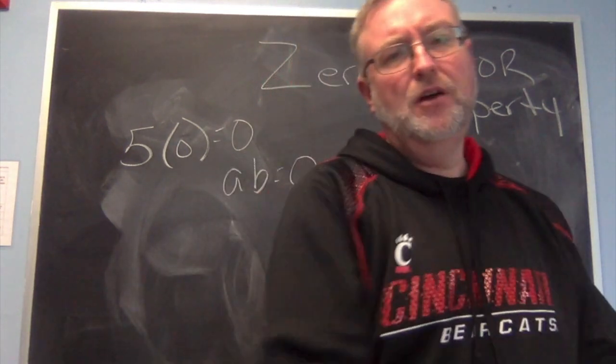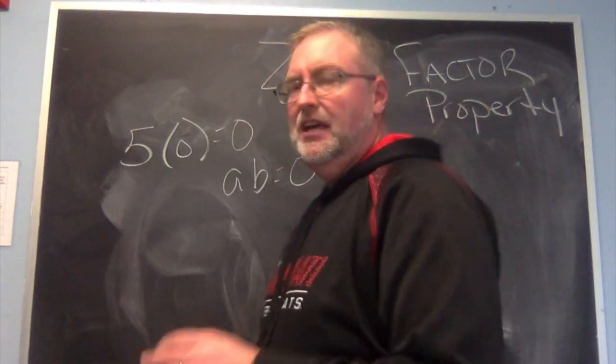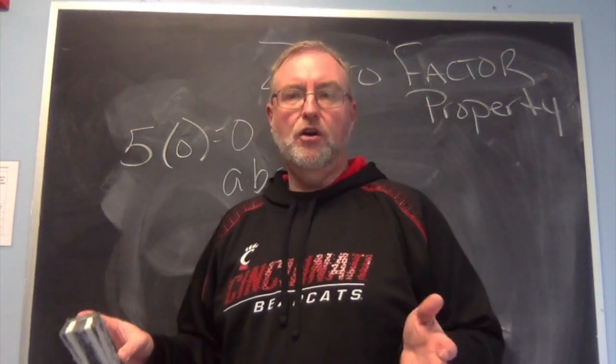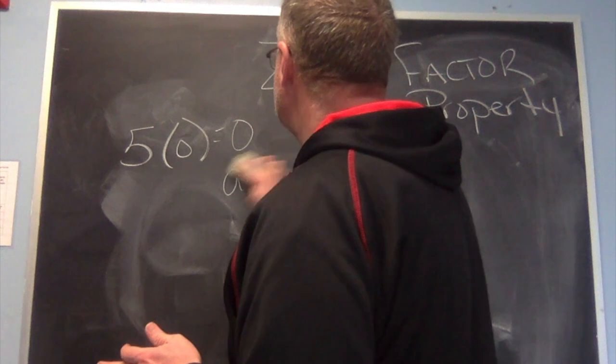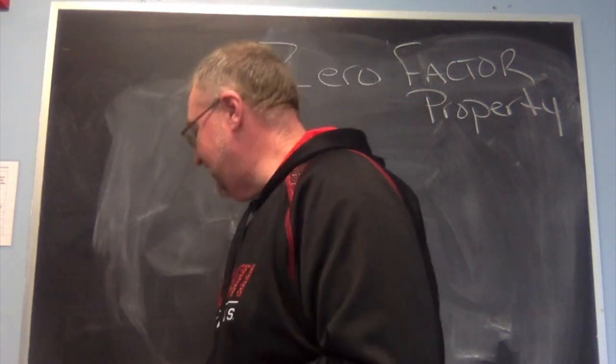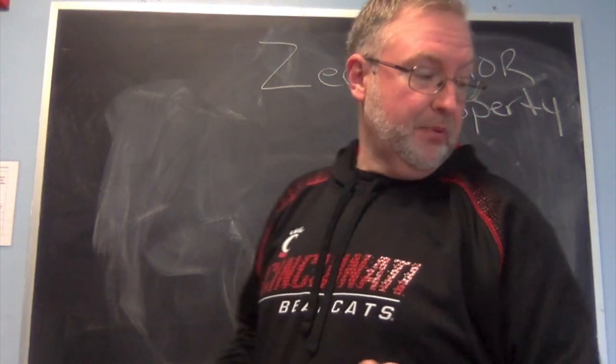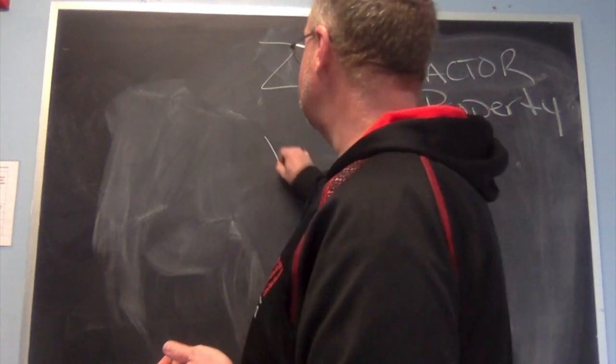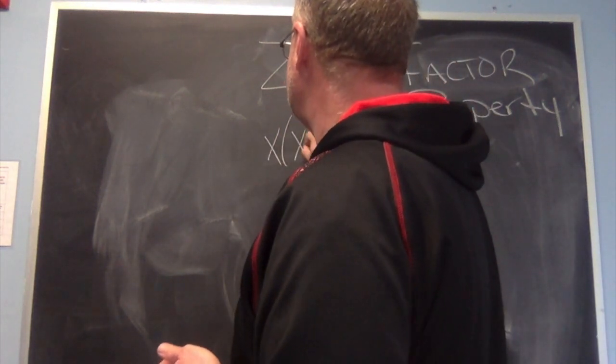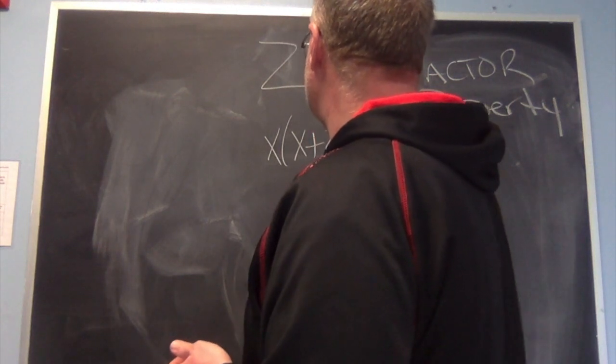So what is this all about? It's just another way to solve equations. It's called solving an equation using the zero-factor property. Now they're going to give you an example. The first example they give you is x times (x plus 2) equals 0.